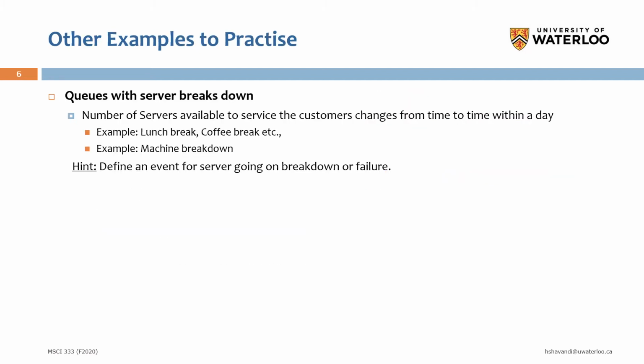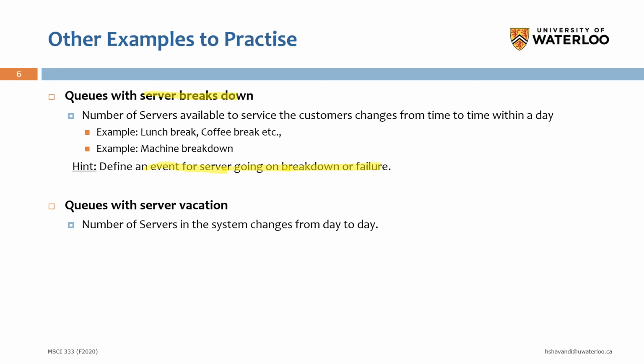Okay, so in other examples of queuing systems, we may have a server breakdown. In this case, the number of servers available to serve customers is changing over time, right? So in order to formulate this kind of system, we need to define an event for a server going on breakdown or failure.